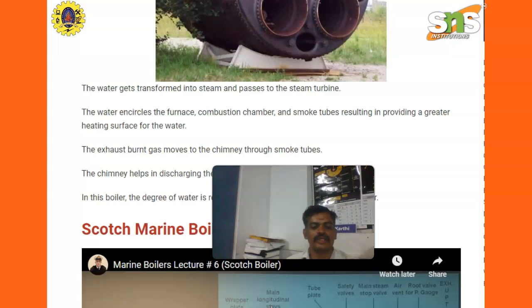The chimney helps in discharging the gaseous environment. In this boiler, the level of water is retained a little above the combustion chamber.